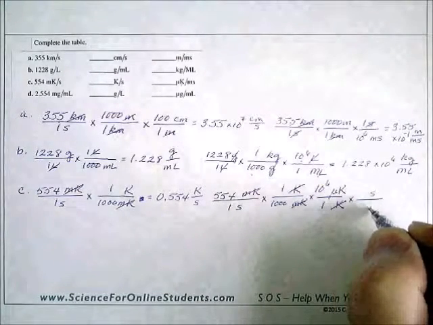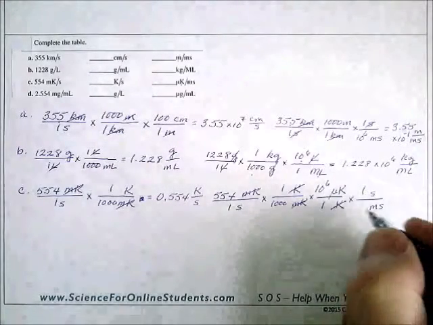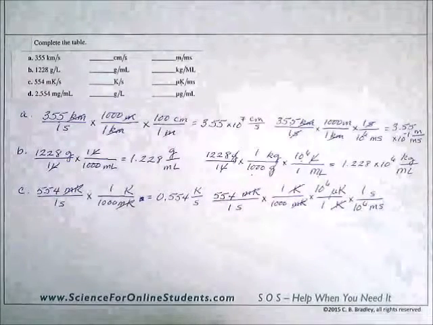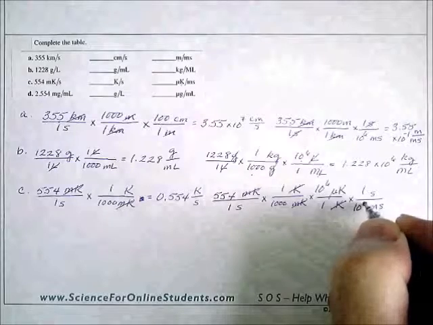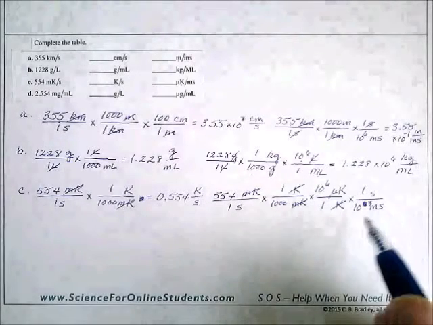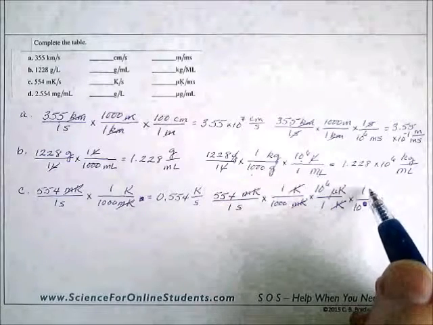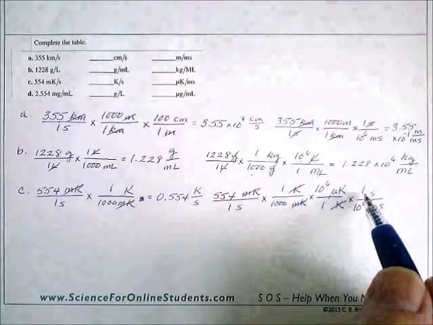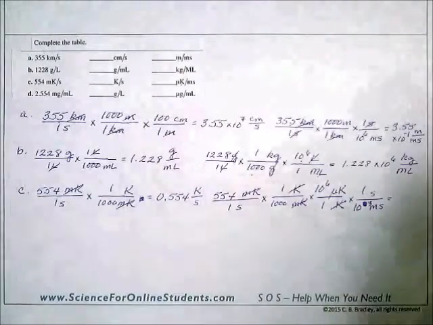Seconds to milliseconds. 1 second is 10 to the 6th milliseconds, or, oh, I'm sorry, I'm thinking micro. That's not correct. That's 10 to the 3rd. Or we could say 1 millisecond is 10 to the minus 3rd seconds, and multiply times 10 to the minus 3 rather than divide by 10 to the 3rd. And it almost got me.